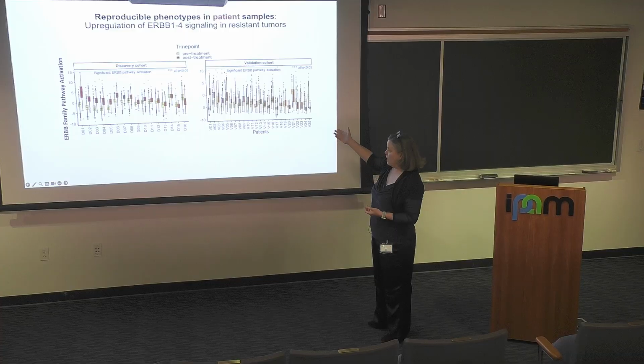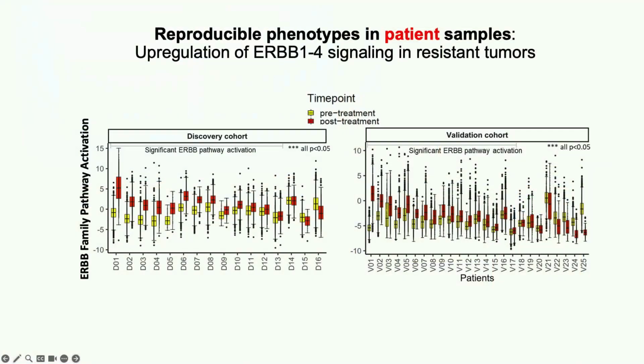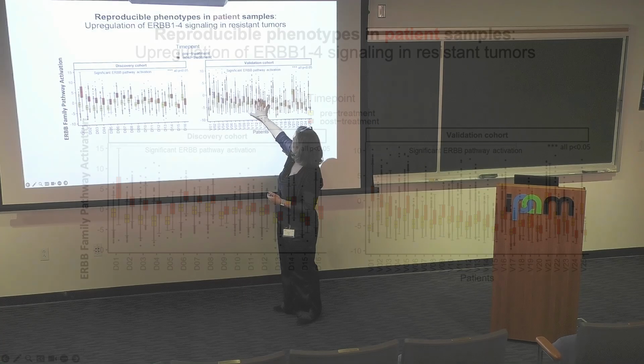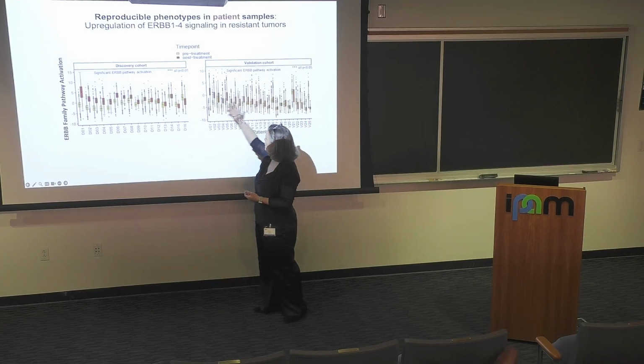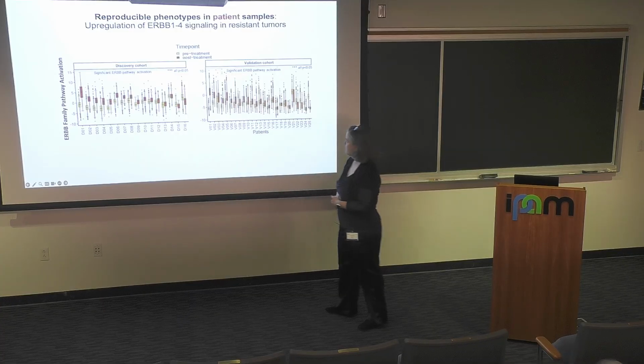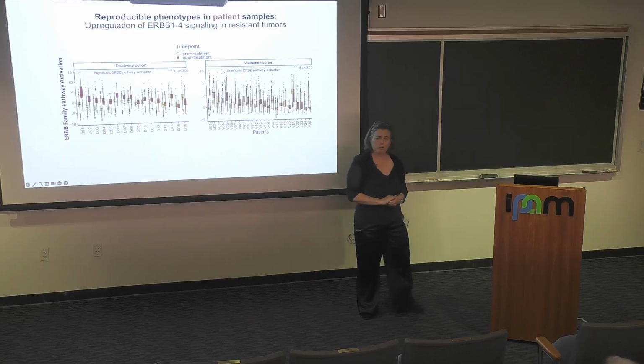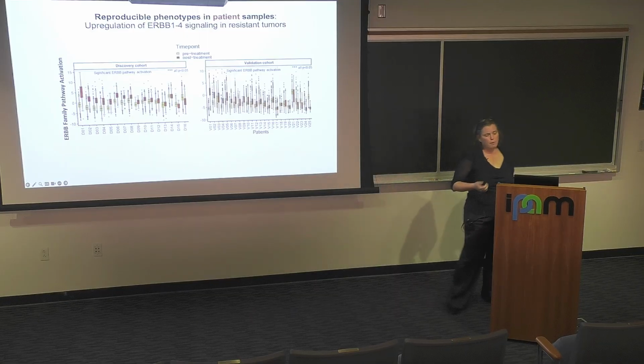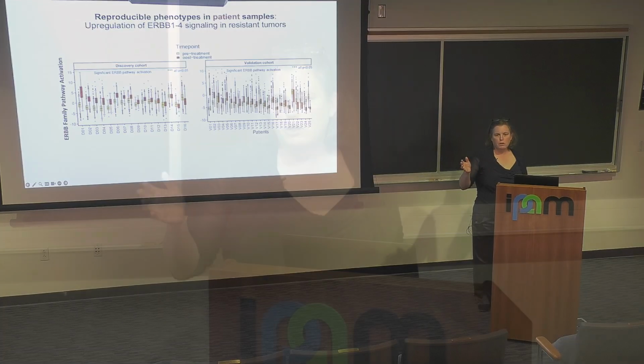And this was another top hit, where we saw in resistant pathways there was a significant ERB pathway activation. So this is patients pre-treatment and post-treatment. Yellow is pre, red is post-treatment. You can see in approximately 2/3 of patients in the discovery and validation cohort that the ERB signaling would go up significantly. So this was our first hint that this was a compensatory pathway, based upon the modeling of the dynamic data from the FELINE patients.